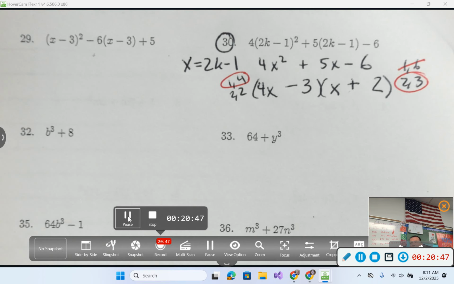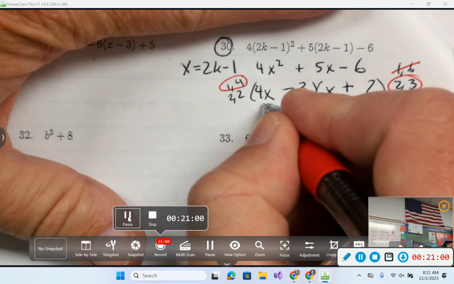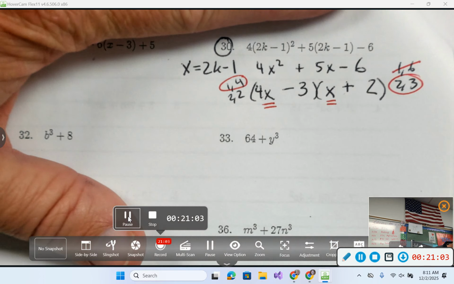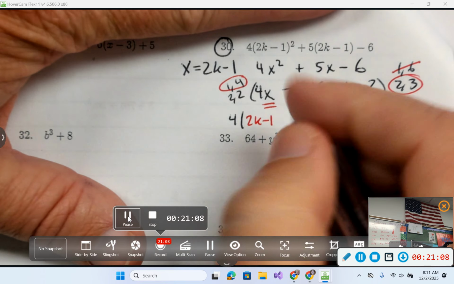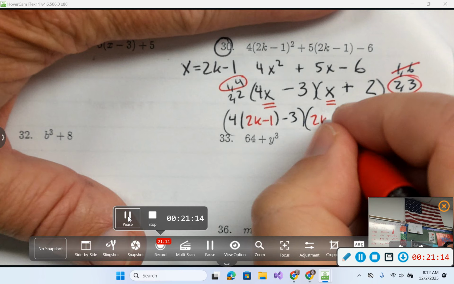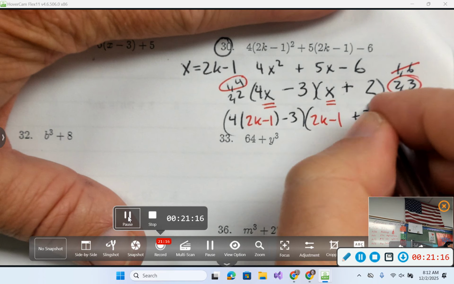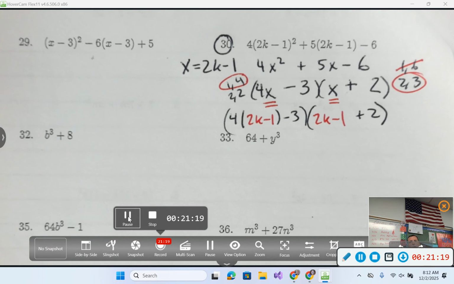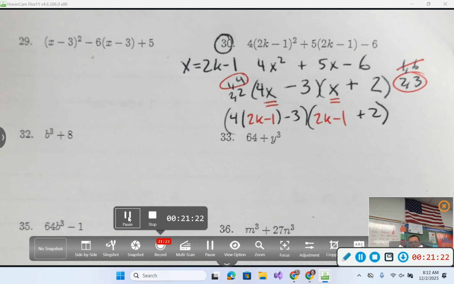Now, there's a small price to pay here. This problem started as a k problem. I switched it to an x problem. I now have to switch it back to a k problem. So I switched it to x to make the factoring easier, but now I've got to replace x. What am I going to replace x with? 2k minus 1. It's still well worth the time to replace the 2k minus 1 with x rather than have to deal with that.